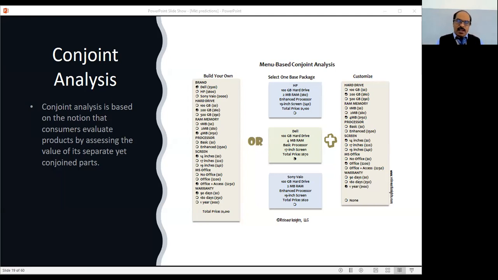So now we are going to discuss what analytics are available based upon the preference of the customers. Of course, in other words, what are the factors that influence the sales? We'll start with the first analytics, that is the conjoint analysis.